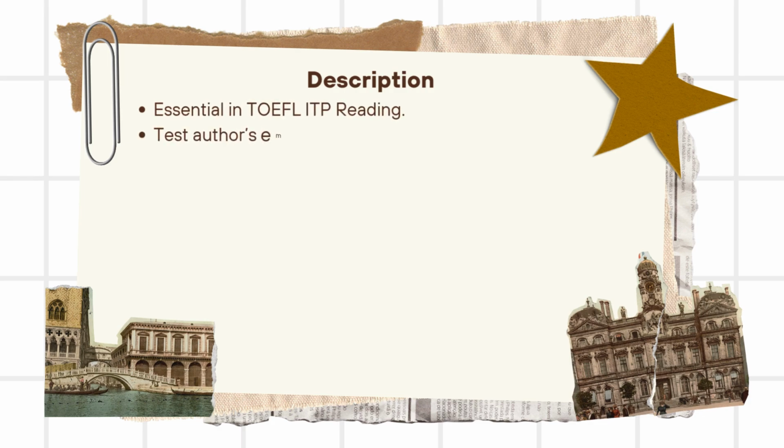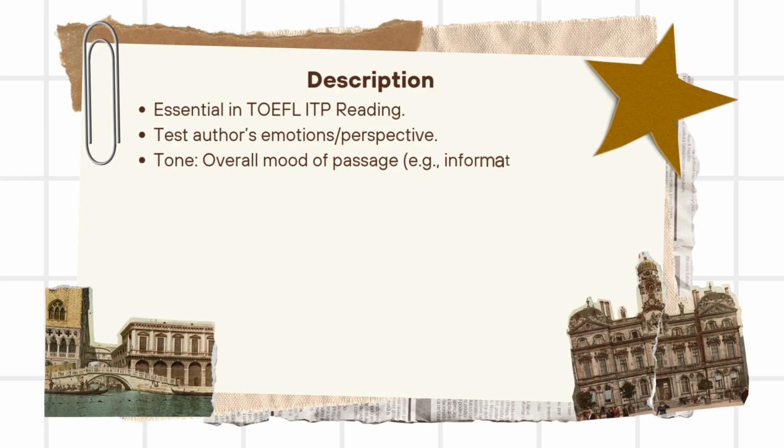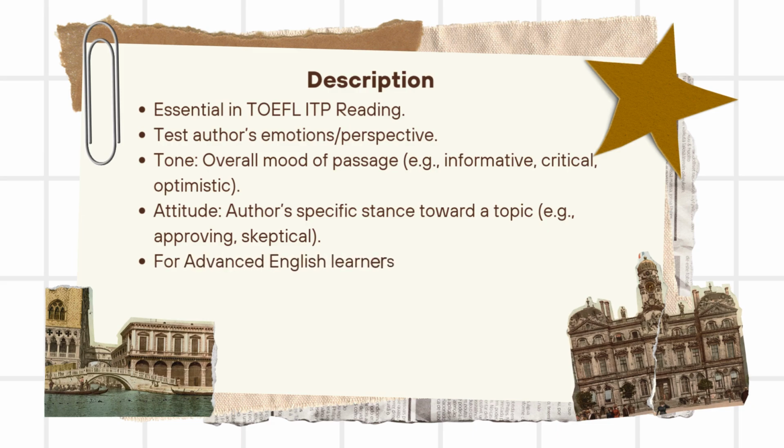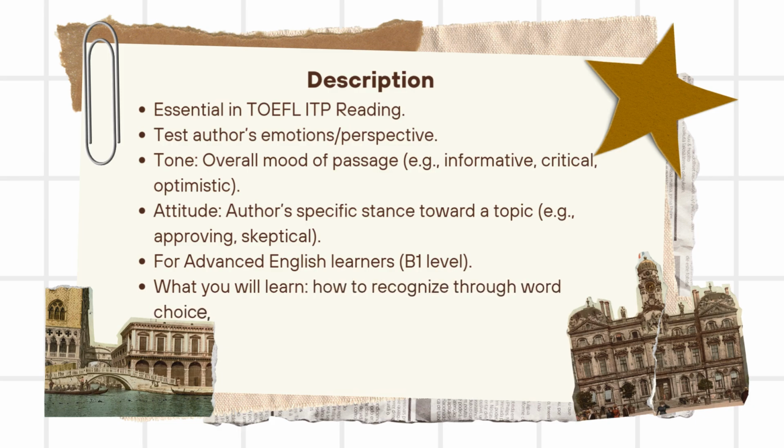These question types are essential in the TOEFL ITP reading section. They test your ability to understand the author's emotions or perspective, not just what they say, but how they say it, and what they feel about it. Tone reflects the overall mood or feeling of the passage. For example, is the passage informative, critical, or optimistic? Attitude, on the other hand, shows the author's specific stance or feeling toward a particular topic discussed in the text. For instance, is the author approving or skeptical about a certain idea?